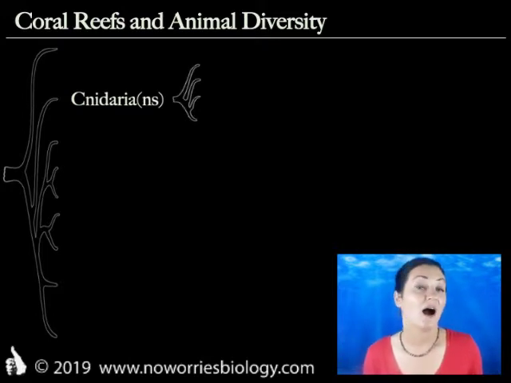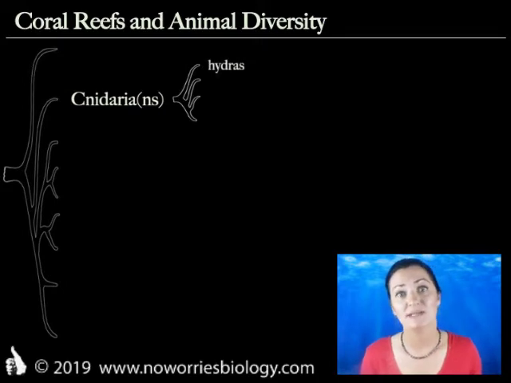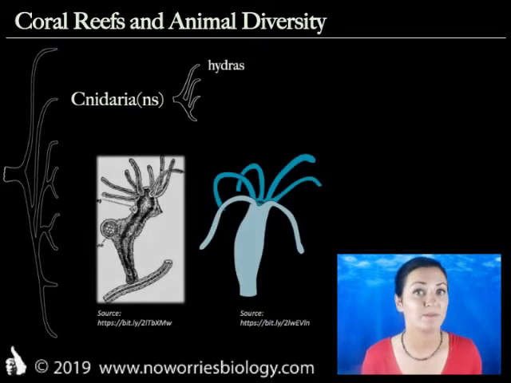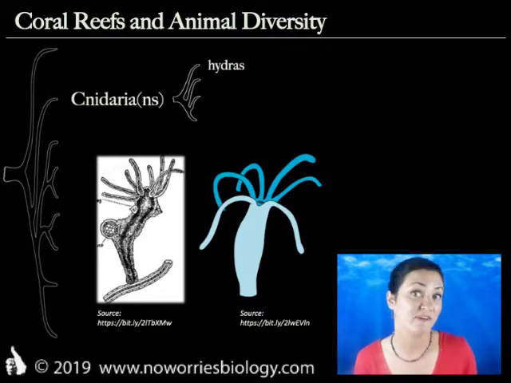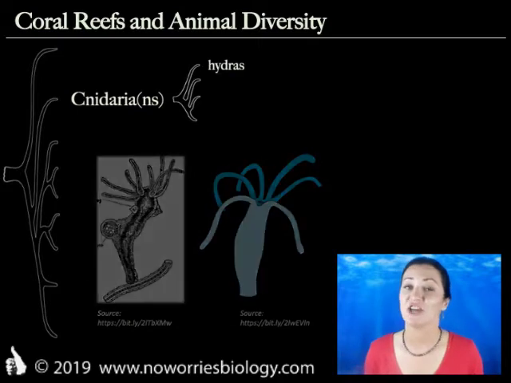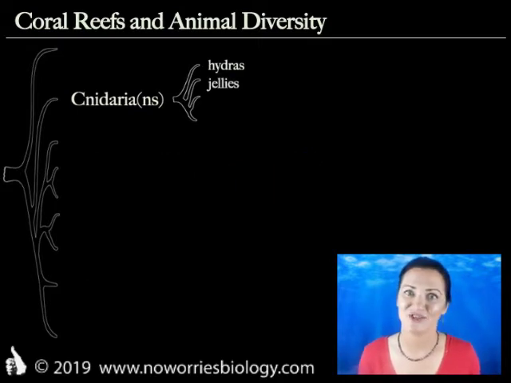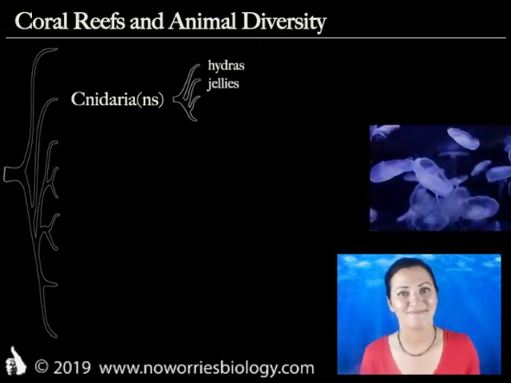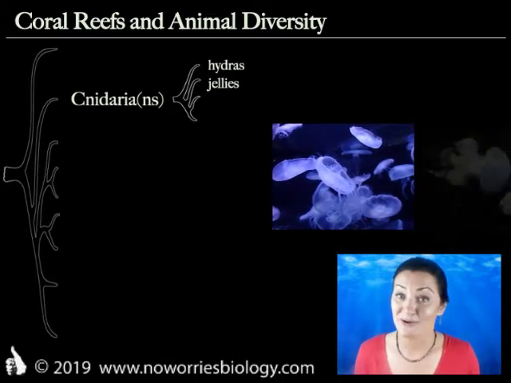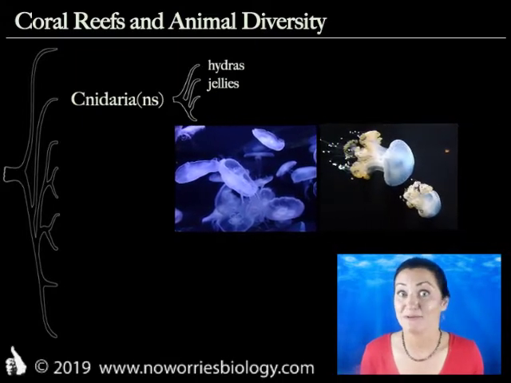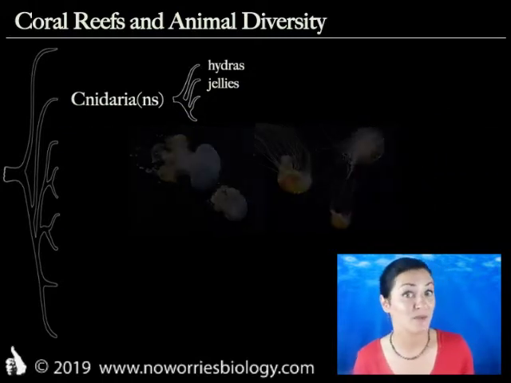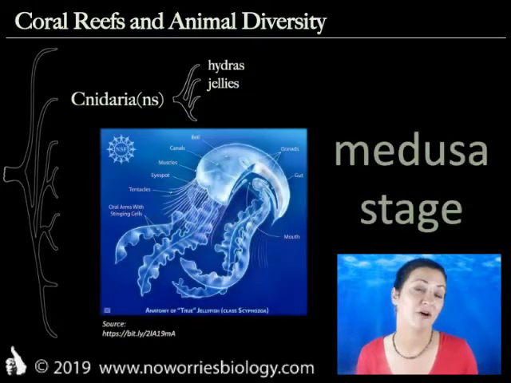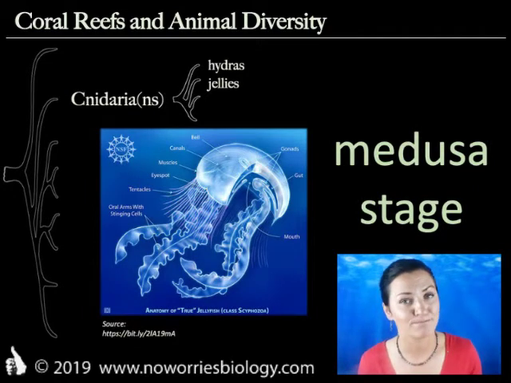Firstly, there are hydras, small organisms that often possess a polyp shape. They mainly live in saltwater, but some can also be found in freshwater. Also in this group are jellies, aka jellyfish. You've probably heard of them. Jellies live in the ocean, and they also occur around coral reefs. And I'm guessing that most of you are familiar with this medusa stage of a jellyfish's life cycle.